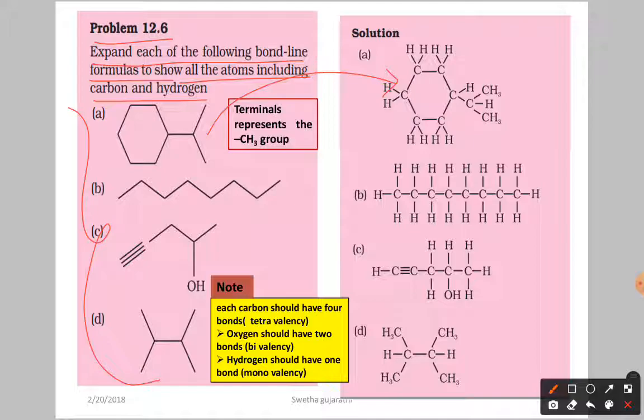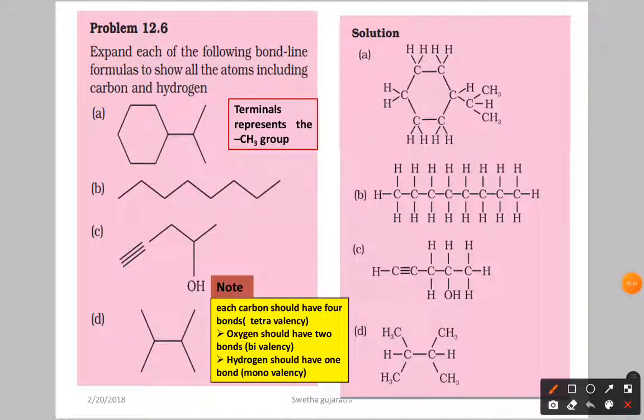Here, as I told, a hexagon means we have 6 carbon atoms in the ring. So this is one carbon, this is one carbon, this is one carbon. After that, what you have to write? You have to satisfy each carbon with hydrogen. So we satisfy each carbon with hydrogen. The valence of each carbon should be 4.